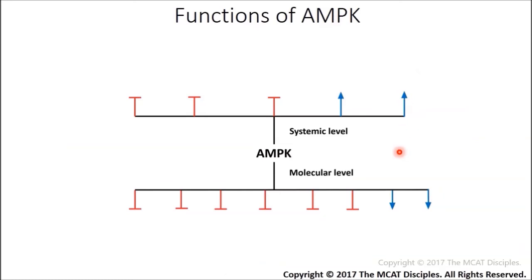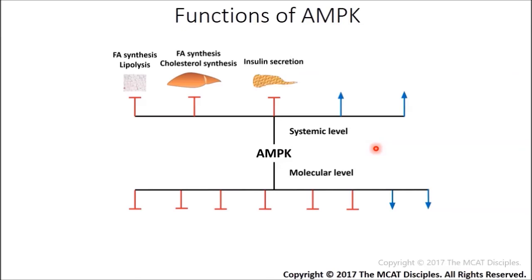Again, AMPK, the big regulator too. So AMPK at the systemic level will inhibit fatty acid synthesis and inhibit lipolysis. It'll inhibit fatty acid synthesis and cholesterol synthesis at liver, inhibit insulin secretion at the pancreas, and it'll activate glucose uptake, fatty acid oxidation, and glycolysis at heart, and activate glucose uptake and fatty acid oxidation at muscle.